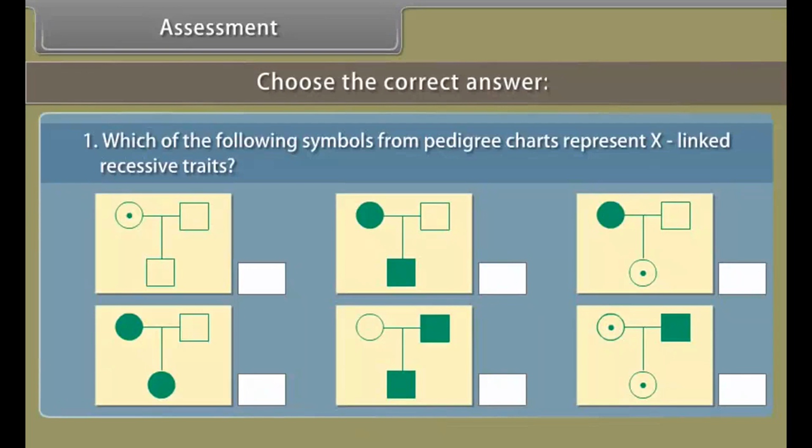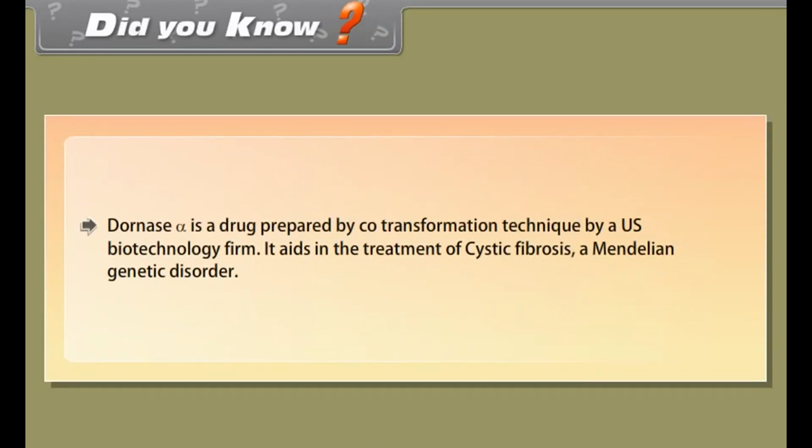Assessment. Before proceeding further, let us know how much have you learned. Choose the correct answer. Did you know? Donase Alpha is a drug prepared by co-transformation technique by a US biotechnology firm. It aids in the treatment of cystic fibrosis, a Mendelian genetic disorder.